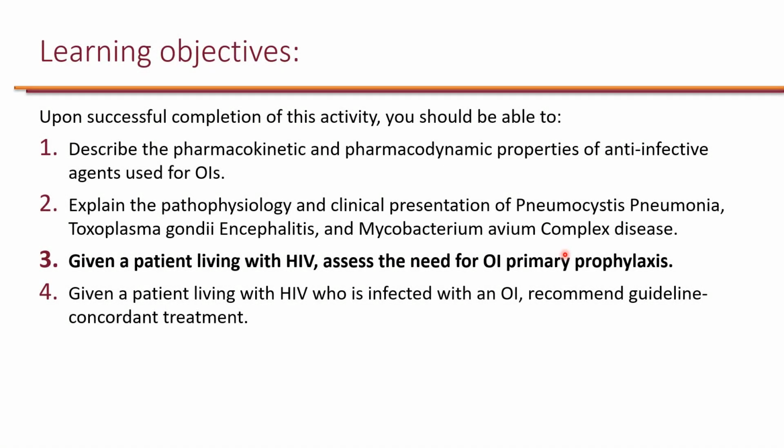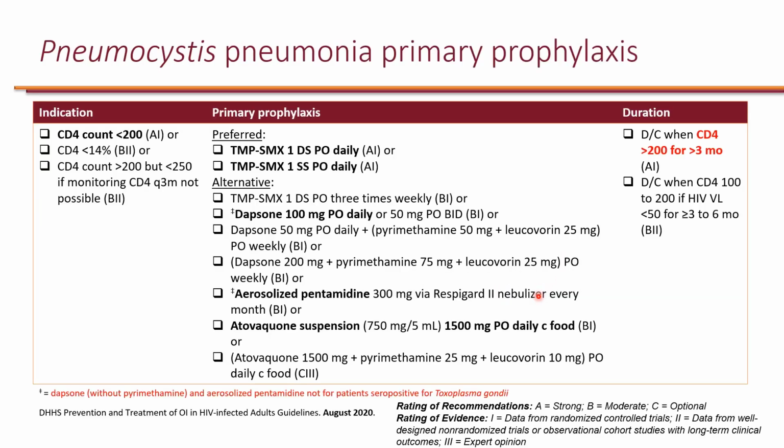The next learning objective is, given a patient living with HIV, assess the need for opportunistic infection primary prophylaxis. So primary prophylaxis basically means that the patient is at risk of getting the infection but doesn't have the infection yet. We're trying to prevent it from happening for the very first time.